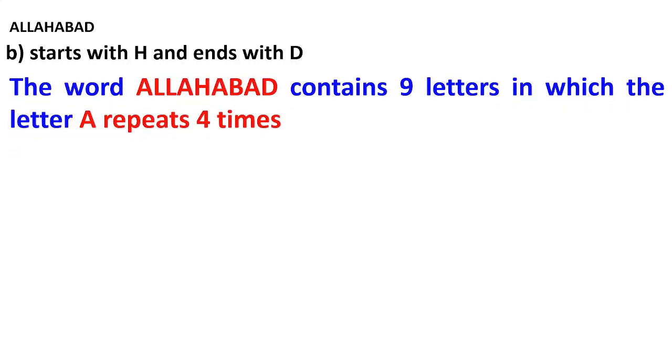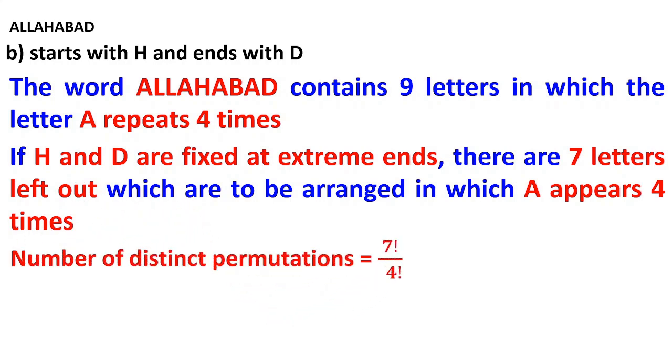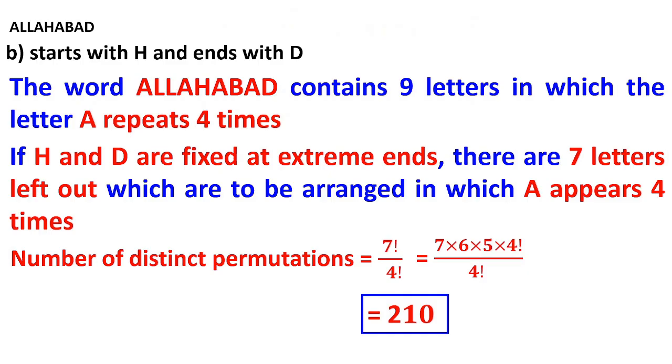Question number 2. Starts with H and ends with D. Suppose you take H and D at both the ends, out of 9 letters in which A repeats 4 times. H and D are fixed at the extreme ends. There are 7 letters left out which are to be arranged, in which A appears 4 times. That is 7 factorial by 4 factorial. The arrangement of H and D is 1. The arrangement of the remaining 7 letters is 7 factorial by 4 factorial, which is nothing but 210. Therefore the answer is 210 into 1, therefore 210.